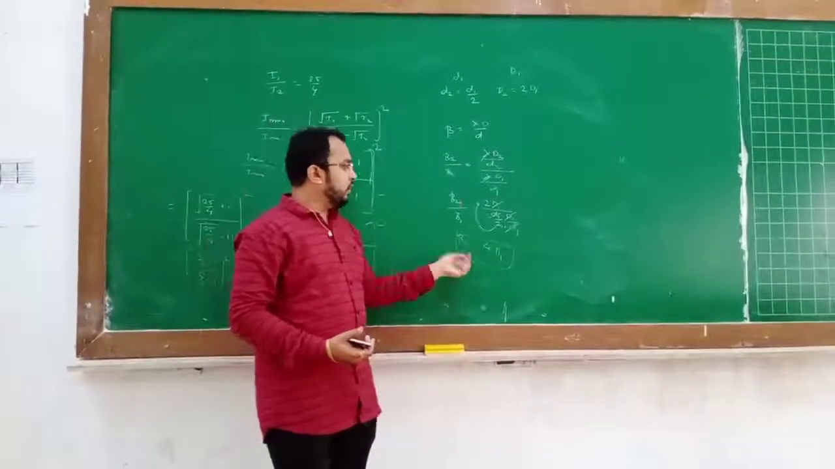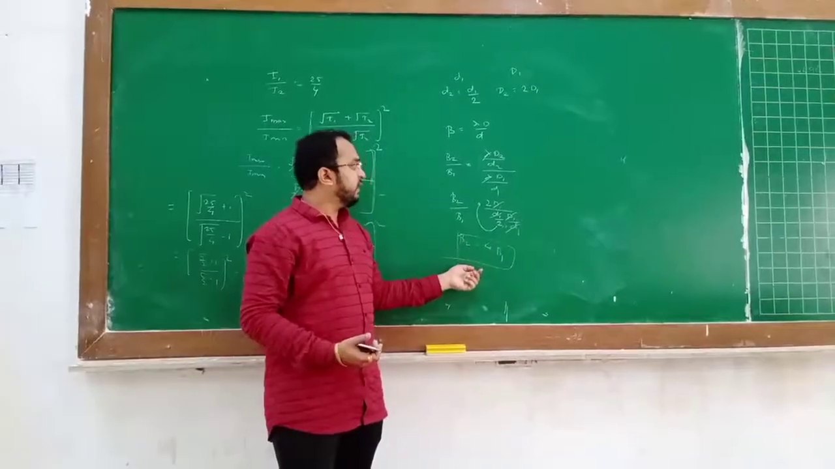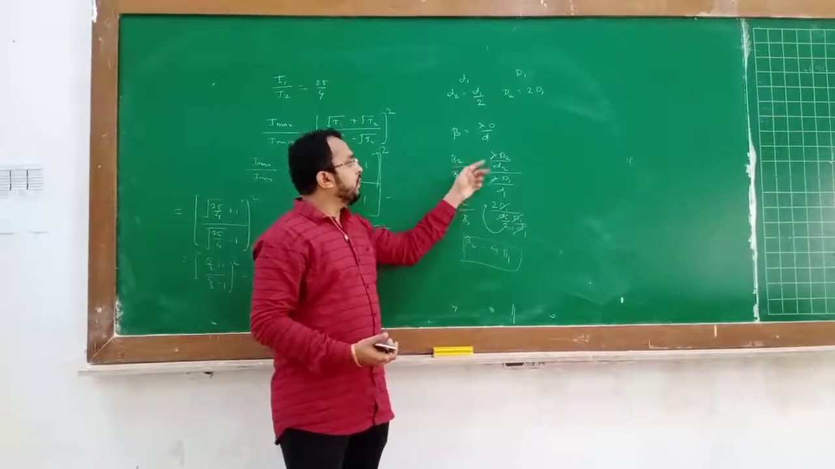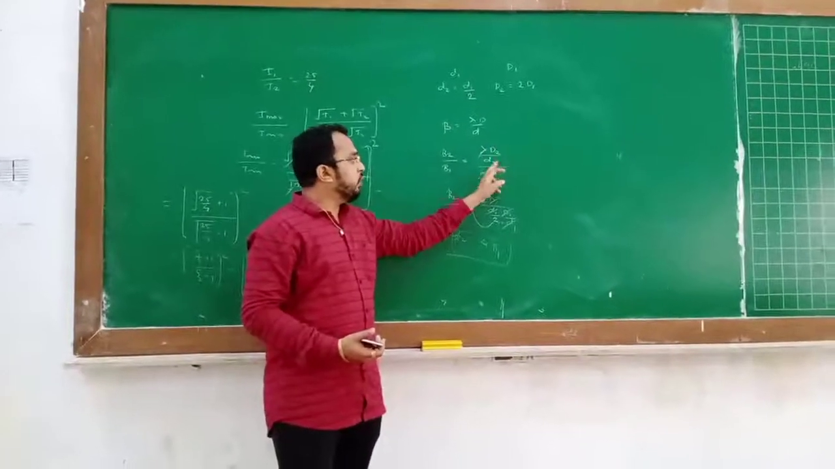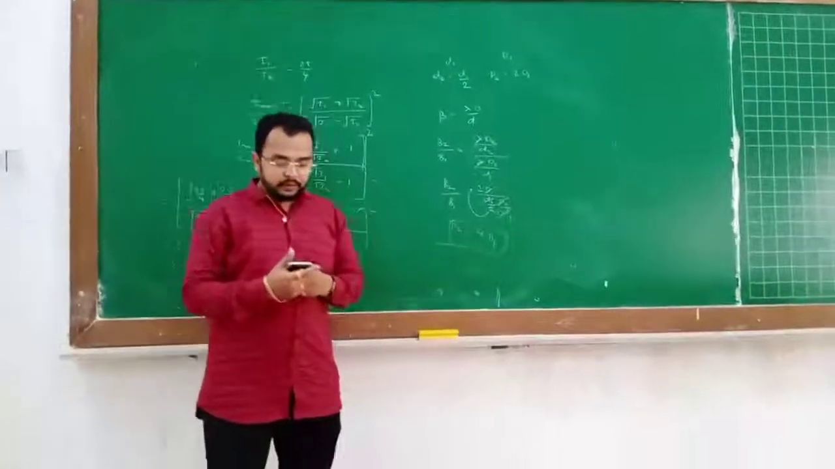Okay, now rub that question and again write this answer. Okay, beta 2 upon beta 1 is lambda D2 by d2 upon lambda D1 by d1.